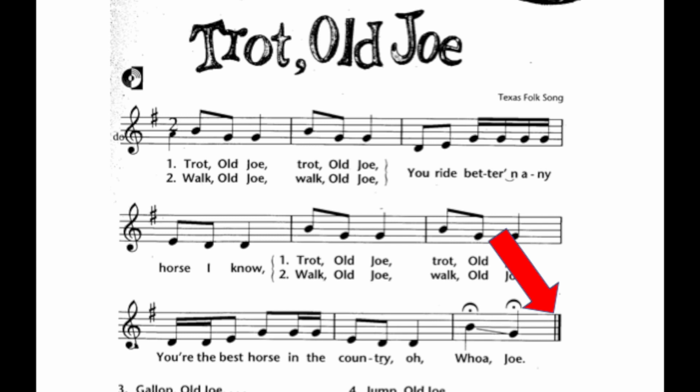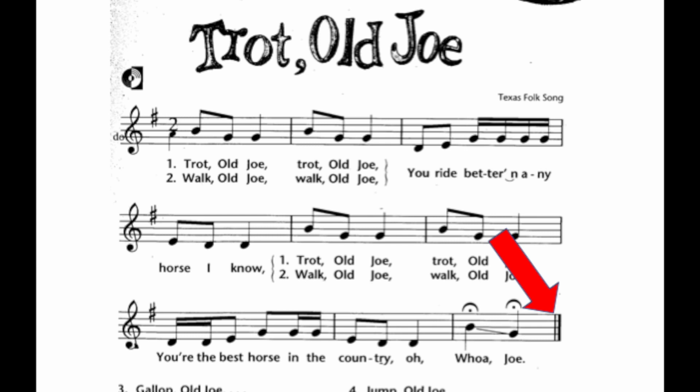A double bar line is important because many pieces of music last for several pages. So as a performer, I'm not sure if there's more song on the next page or if the song is over. So having a double bar line is going to let me know that the song is over. I don't have to turn any pages. We're done performing.